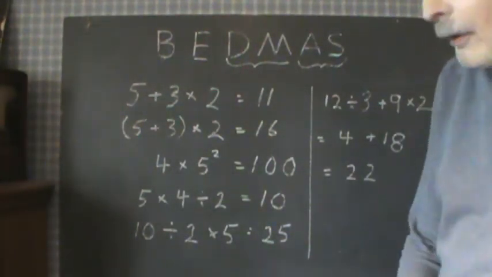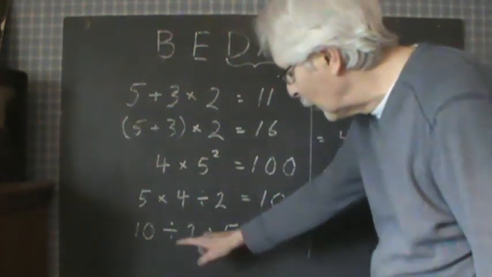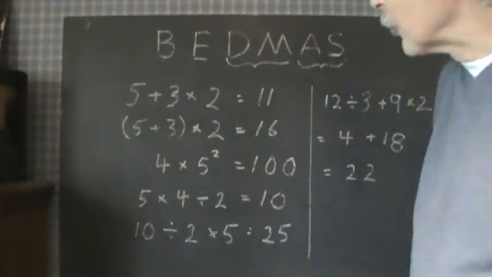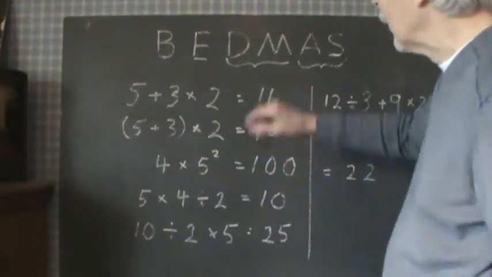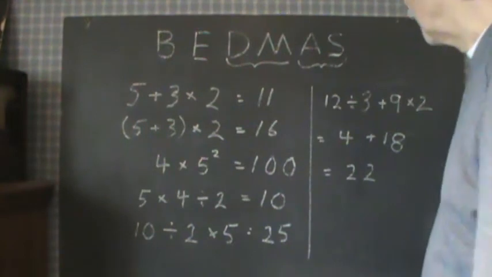You notice if you did it out of order this time, if you did the 2 times the 5 first, you'd have 10 divided by 10, and you wouldn't get the right answer. So basically, a lot of this involves working from left to right, as long as you don't have a mixture of adding and subtracting, and multiplying and dividing.